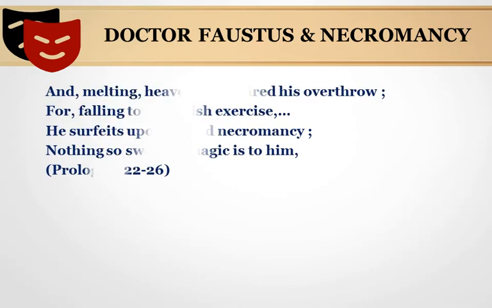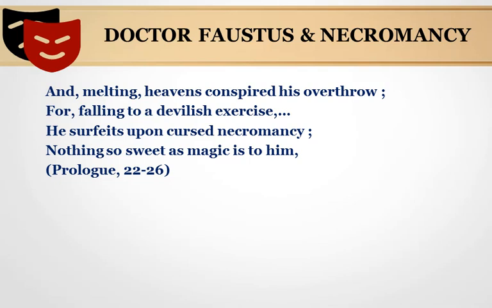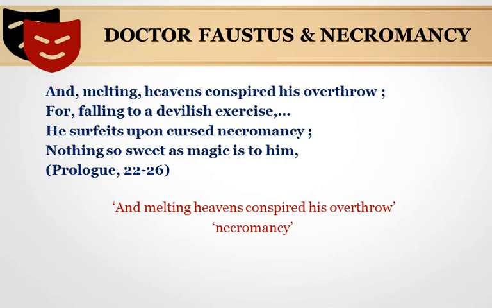Lastly, the prologue closed with these lines. The chorus says, "And melting heavens conspired his overthrow, for, falling to a devilish exercise, he soon fell upon cursed necromancy. Nothing so sweet as magic is to him." We have here important lines like, "and melting heavens conspired his overthrow."